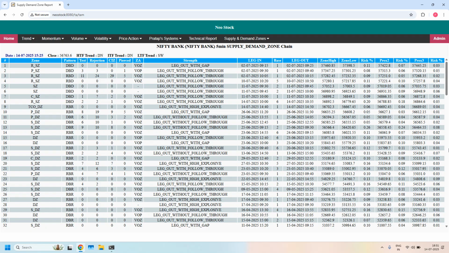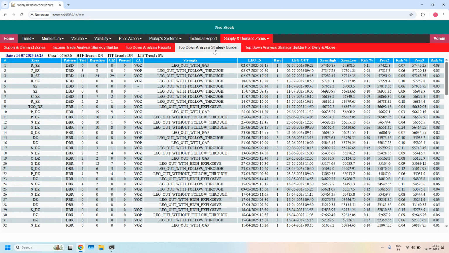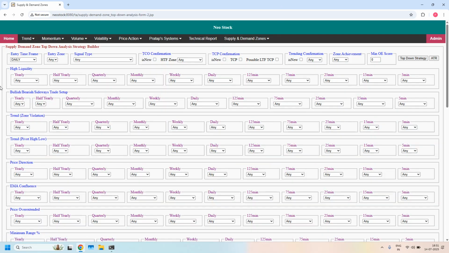Next, we will generate bullish, bearish and sideways trade setups for monthly, weekly, daily and hourly income trades. First, starting with monthly income trade, sideways long trade setup, entry time frame is daily, entry zone is demand zone, and in the bullish or bearish sideways trade setup parameter at entry time frame daily, I am selecting sideways long, zone achievement violated opposing zone, minimum odd enhancer score 11 for sideways and 12 for bullish or bearish.